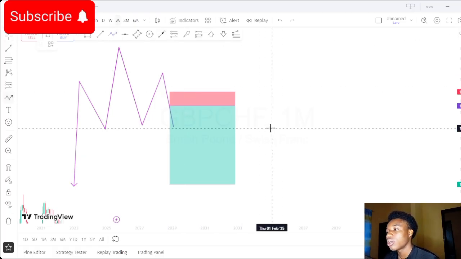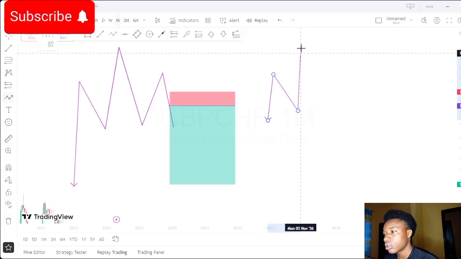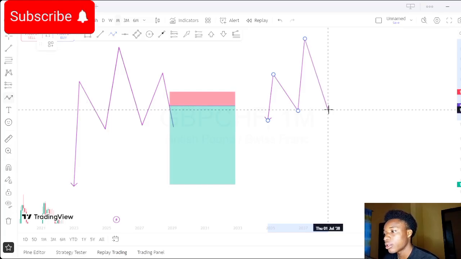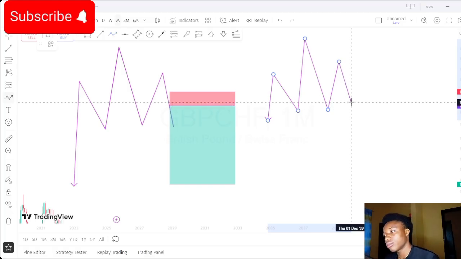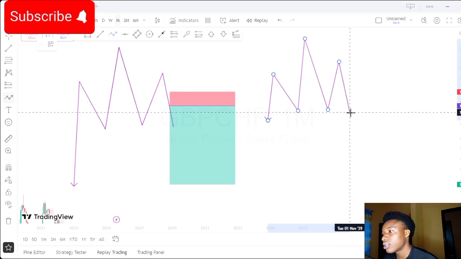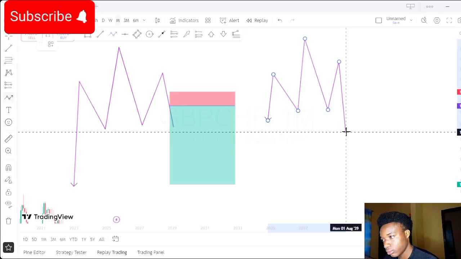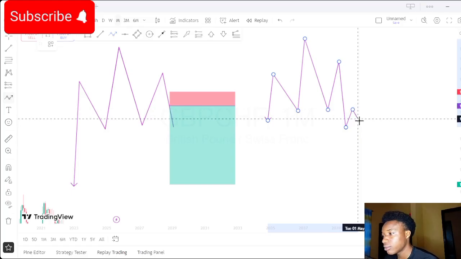So assuming this is our left shoulder, our neckline, then our right shoulder. We won't be selling from here. We wait so that the price will break through the neckline, retest it, then give us a confirmation candlestick pattern before we start selling from here down.